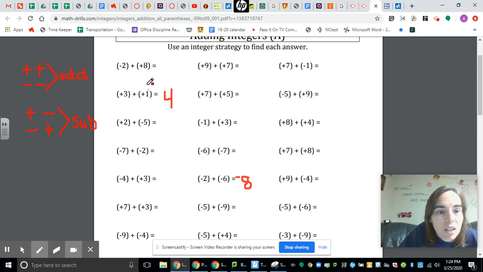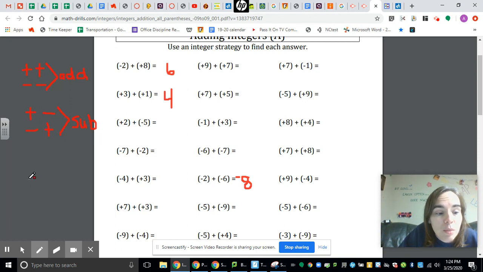All right, so let's look at this first one right here. I've got a negative and a positive. So I'm going to go over here and look. Negative, positive. Well, if I have a negative and a positive, I'm going to subtract. So 8 minus 2 is 6. Now here's where it's tricky and you have to make sure that you listen carefully. I'm going to take the sign of the largest absolute value.